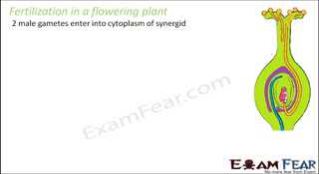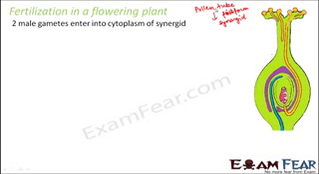So 2 male gametes enter into the cytoplasm of synergid. As I said, the pollen tube enters into the synergid, right? In the previous slides, I told you that pollen tube will enter into the synergid. And how will it enter into the synergid? Through the filiform apparatus. So filiform apparatus will help in the entry of pollen tube.